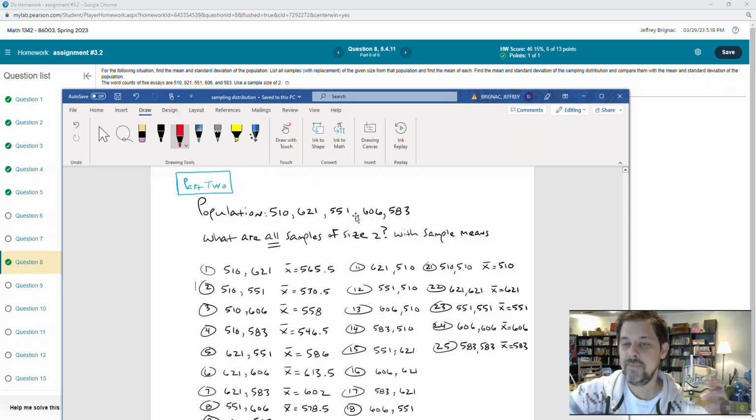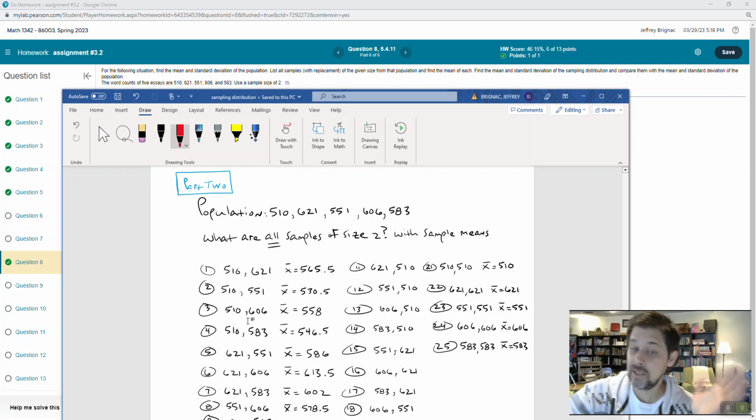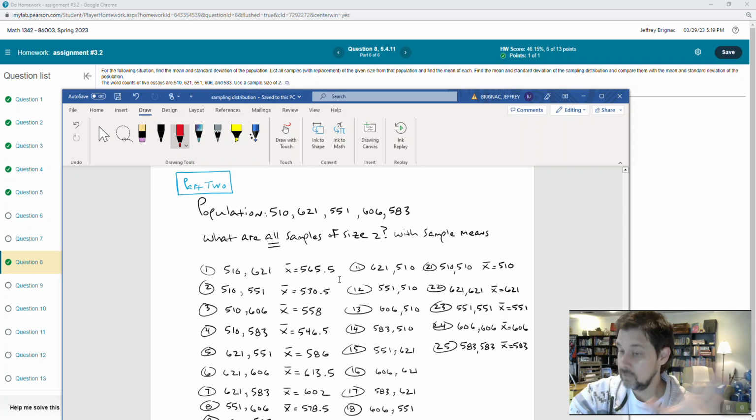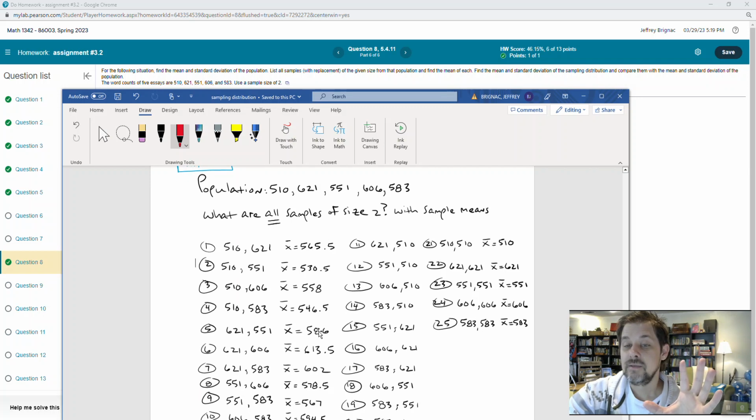So here's my population, and I wrote down every sample of size 2, trying to do it in an orderly way. I took 5, 10, 621. I took 5, 10, 551. I took 5, 10, 606. I took 5, 10, 583. You see the pattern? Then I took 621, 551. 621, 606. 621, 583. I tried to go through it in an orderly way so I would not lose track of anything.